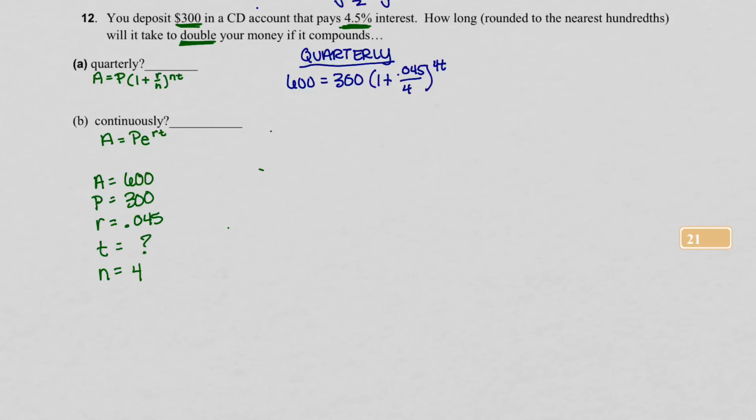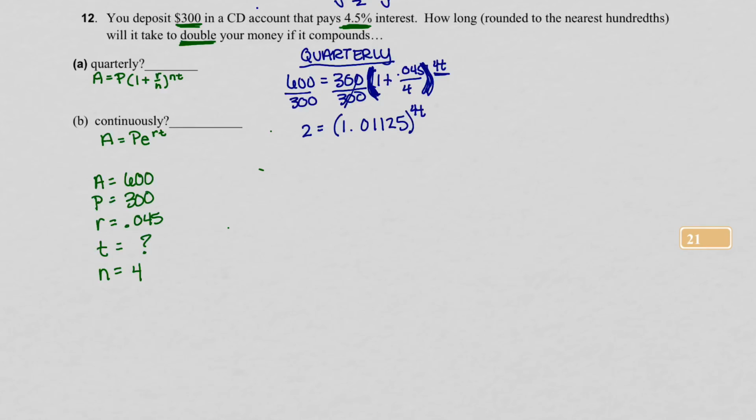And let's go ahead and get rid of that 300. So I know that 2 equals, and if I put all of this into the calculator, I'm going to simplify it that way. It's going to give me 1.01125, and that is still to the 4t. Well, right now I have my variable up in that exponent, and I want to work with it in a way that I can get rid of it a little bit easier.